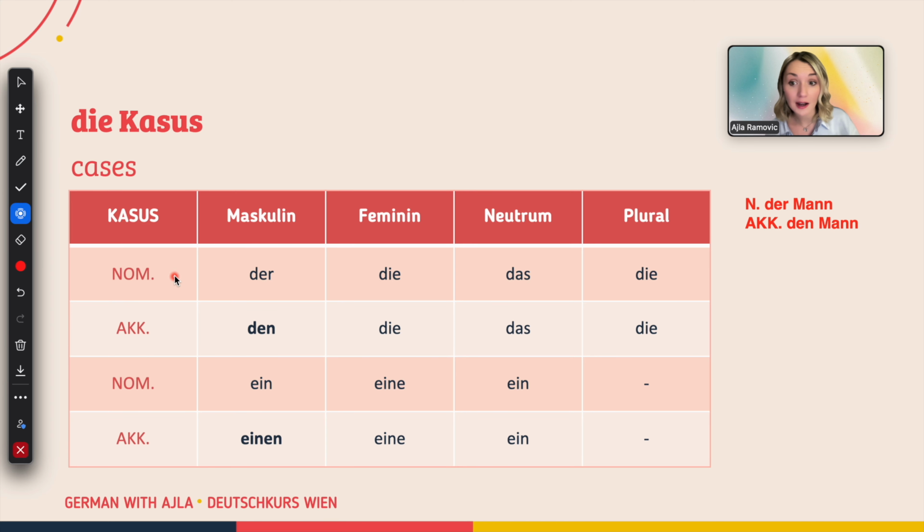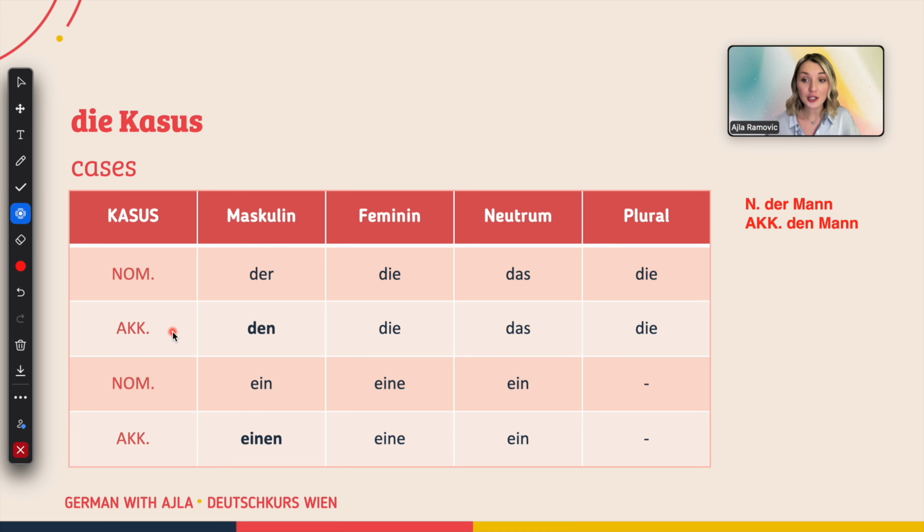Looking at the definite articles, in nominative for masculine words, we use der, like der Mann. For feminine words in nominative, we use die, like die Frau. For neutral words in nominative, we use the definite article das, das Kind, and for plural in nominative, we also use die. Maskulin der, feminin die, neutrum das, and plural die.